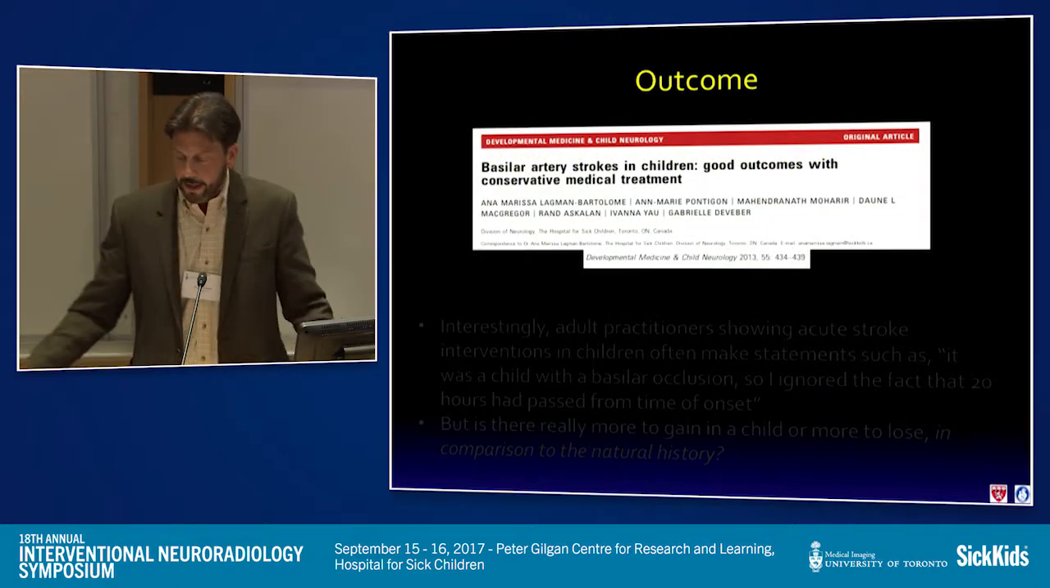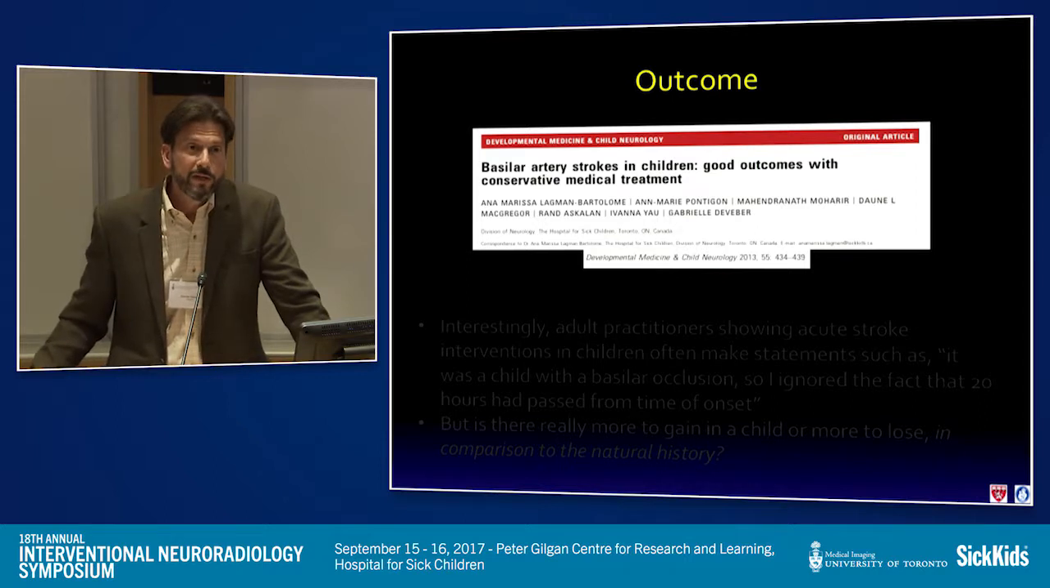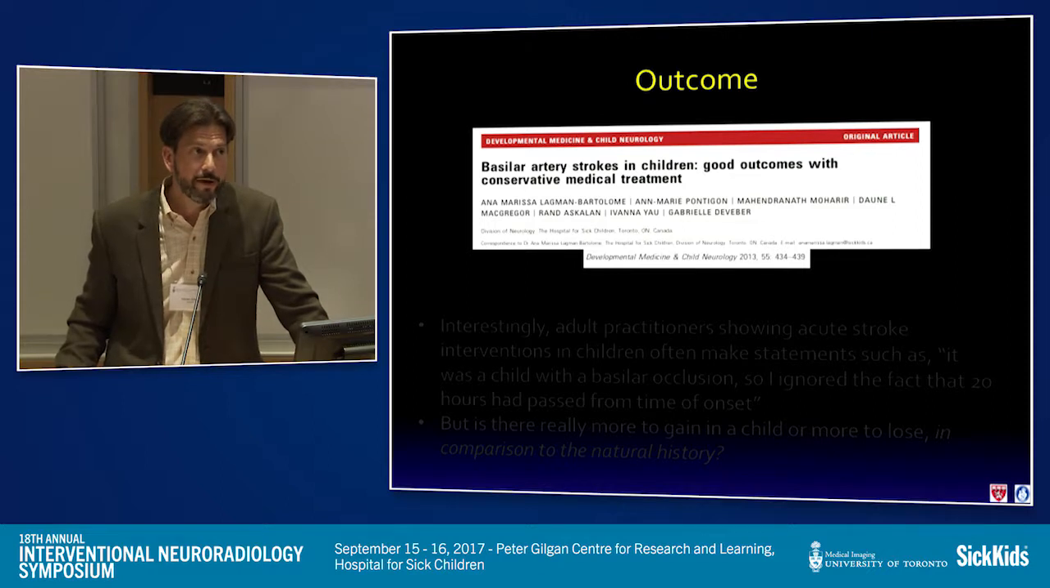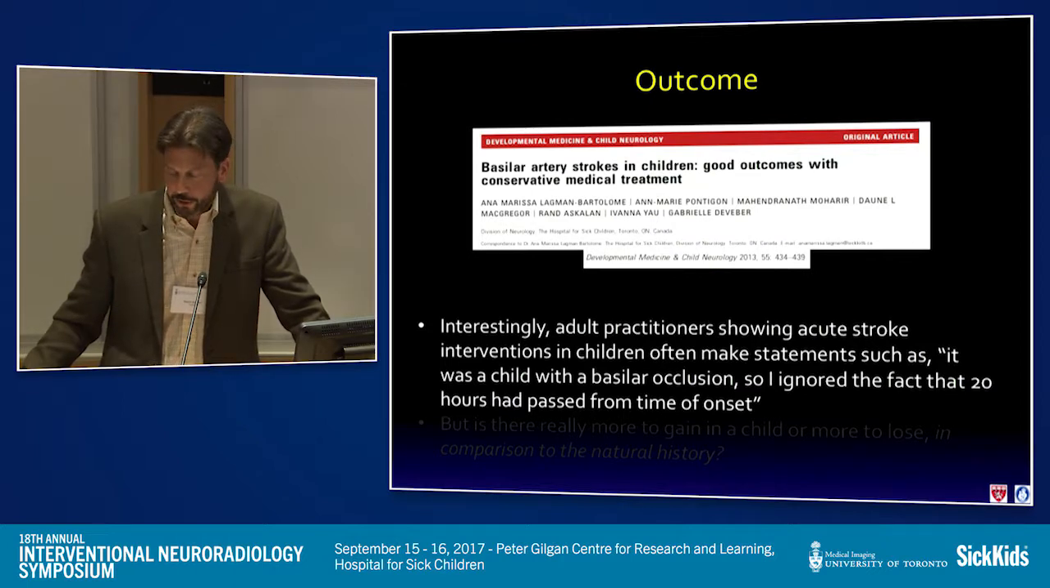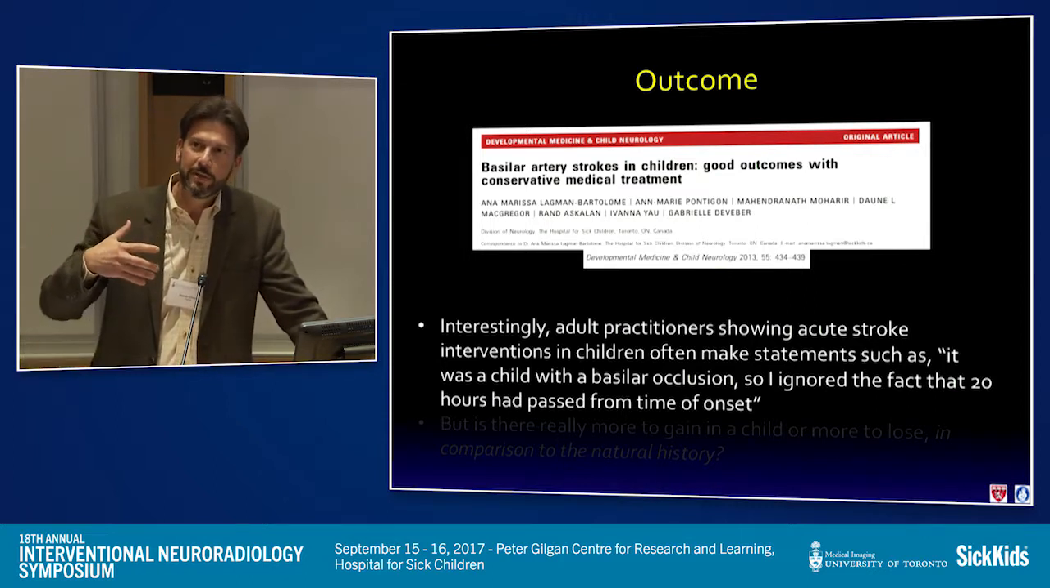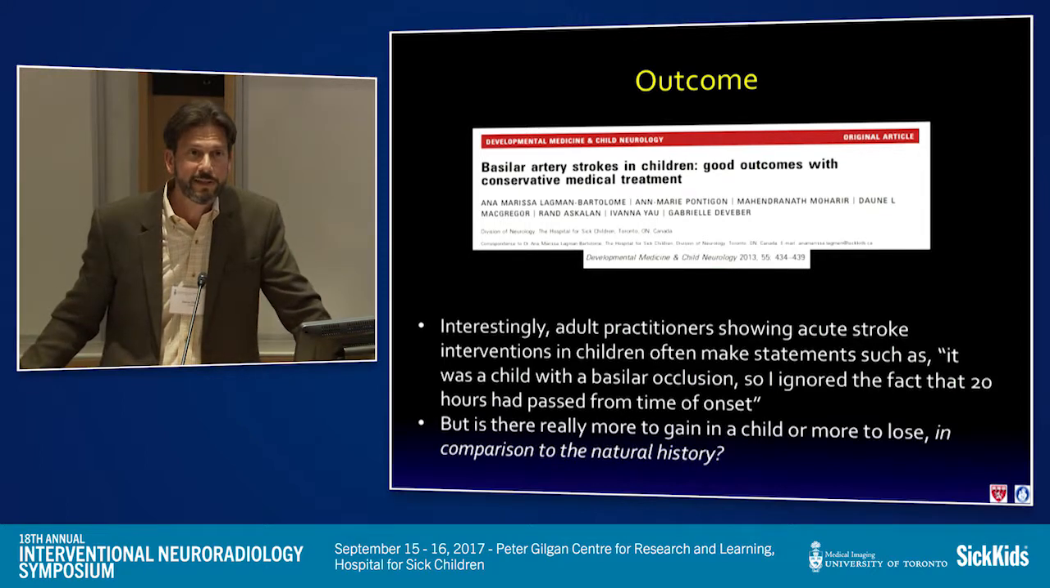would imagine. This paper shows that this is true even in the posterior circulation. This came out of Toronto, showing that even for basilar artery strokes, the outcome in children is often far better than you would expect with that 99% mortality rate we talk about in adults. And interestingly, often when you hear adult neurointerventionalists talk about treating children, they'll show a case and they'll say something like, well, it was a child with a basilar occlusion, so I ignored the fact that 20 hours had passed or 50 hours had passed, and I went from the time of onset. And what you're doing is extrapolating the adult evolution onto the fact that this is a child, and that sort of raises the stakes. But it's not clear that that's the right thing to do.